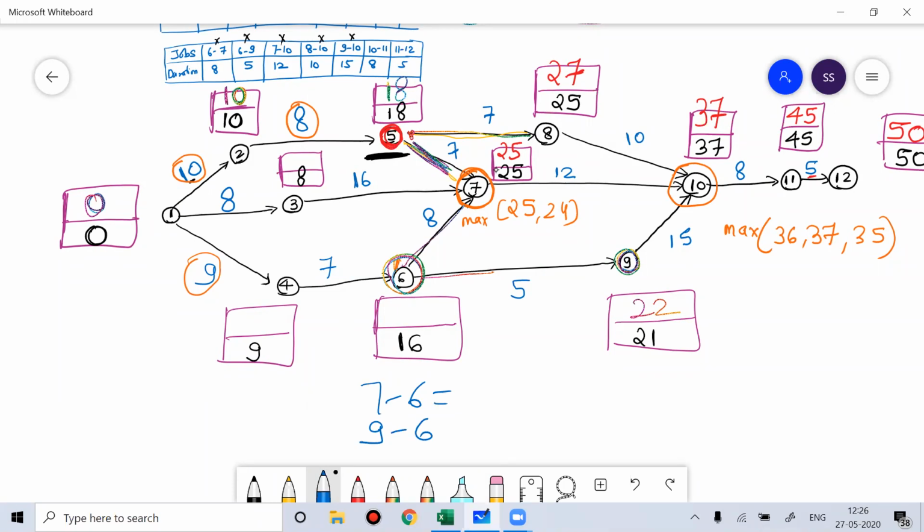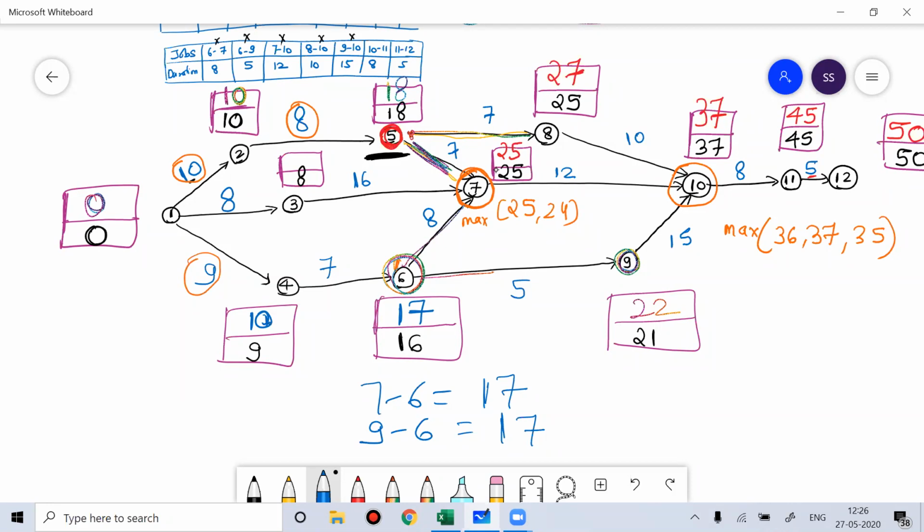So 9 to 6 will get over in 22 minus 5, that means 17 hours, and 7 to 6 will get over in 25 minus 8. 25 minus 8 is 17 only, no? So in both cases you're getting 17, so you can directly write 17. There's no problem. Now 17 minus 7, that is 10.